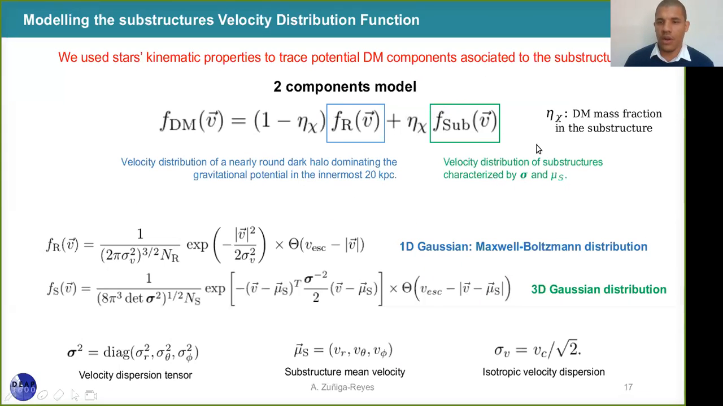And the second velocity distribution, that is the one of the substructures, characterized by the velocity dispersion tensor and the substructure mean velocity. So we also weight these terms with the dark matter mass fraction in the substructure. We assign a specific value for the substructure and the rest for the round halo. Okay, for the round halo, we use a Maxwell-Boltzmann distribution, a one-dimensional Gaussian. And for the substructure VDF, velocity distribution, we use a three-dimensional Gaussian.